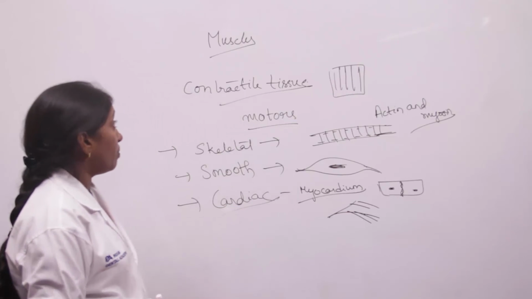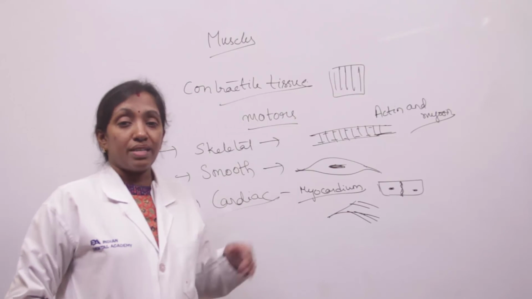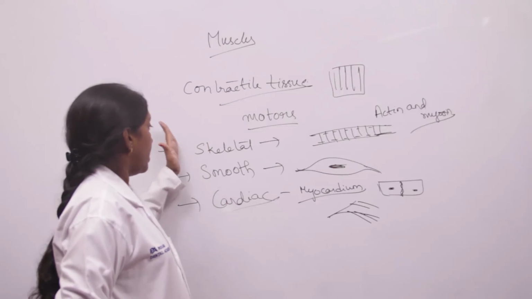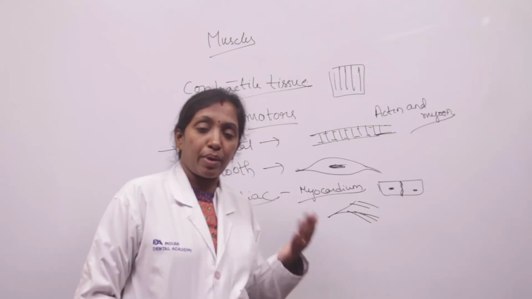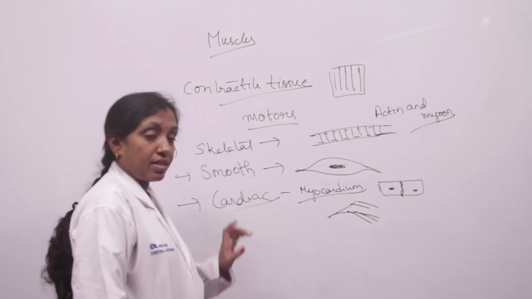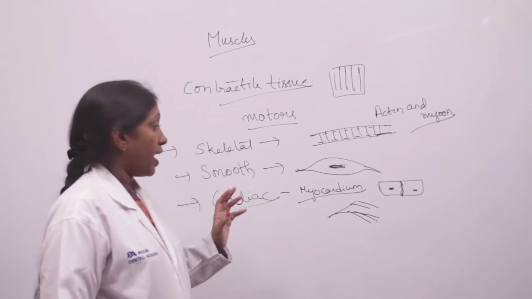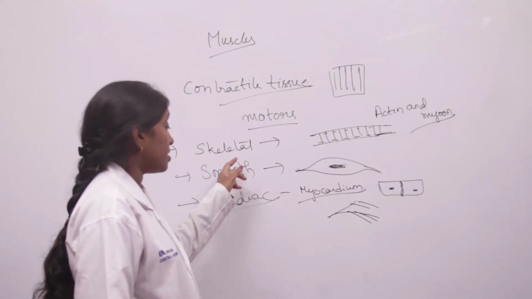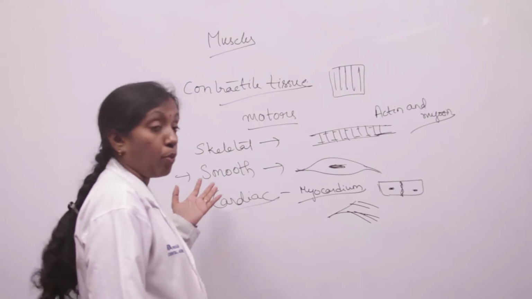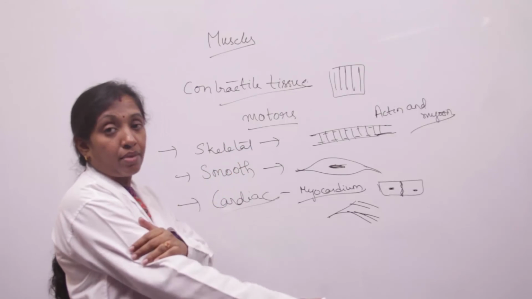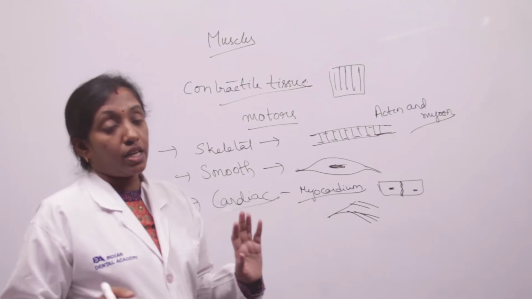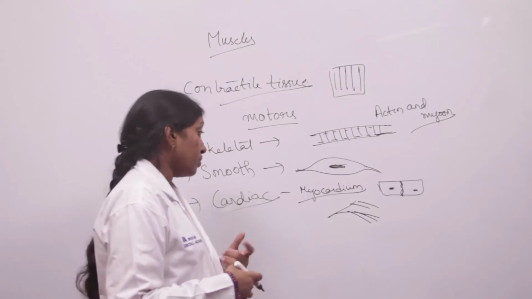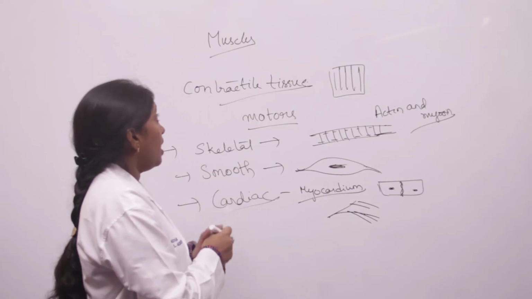So that's about the muscles. The three important types are skeletal, smooth and cardiac. Skeletal muscles are under our control because they are supplied by motor nerves. Smooth muscles surround the viscera and blood vessels. Skeletal muscles are attached to the skeleton, for example the muscles of the limbs. And cardiac muscle is confined to the heart, that's why it is called cardiac muscle. So that's about the muscles.